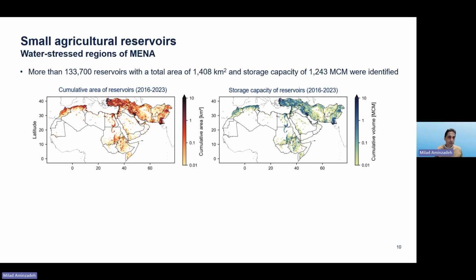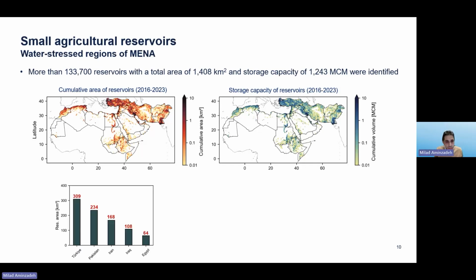In total, we found more than 133,000 water reservoirs with a total area of 1,400 square kilometers. Our estimation shows the total storage capacity of all these reservoirs is around 1,200 million cubic meters of water. We looked into the top 5 countries with the highest cumulative area of reservoirs. Turkey, Pakistan, Iran, Iraq, and Egypt are the top 5. Not a surprise, because they already have lots of agricultural production and agricultural water withdrawal.